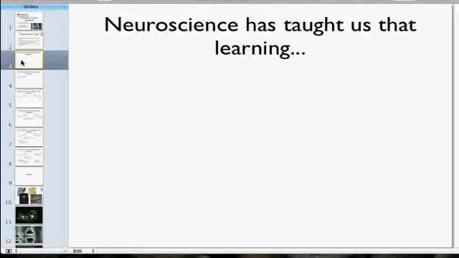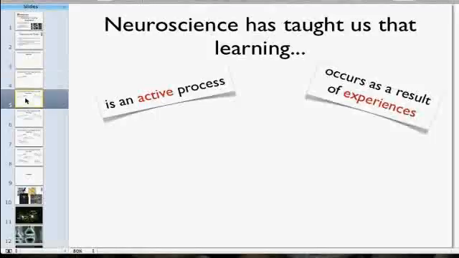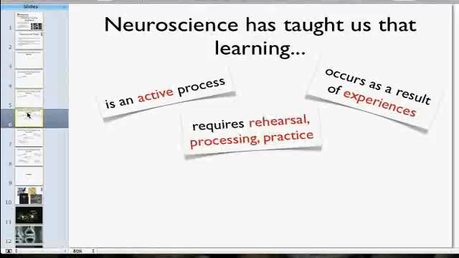I'd like to begin by talking a little bit about some things that neuroscience has taught us about learning. The first thing is that learning is a biologically active process. It occurs as a result of experiences and events in our lives. It requires rehearsal, processing and practice, and there are different types of learning that may require different types of rehearsal for effective encoding to really build skills and knowledge.